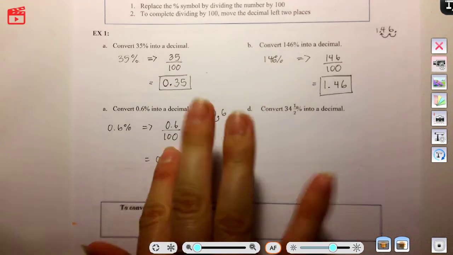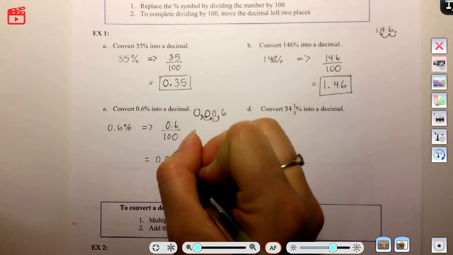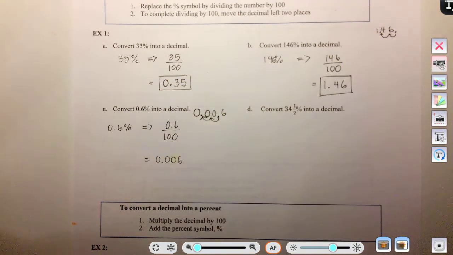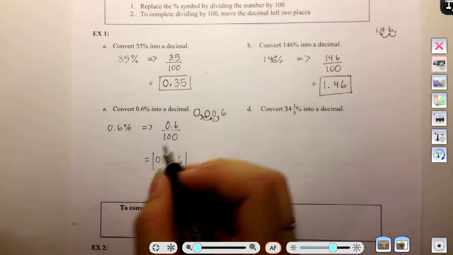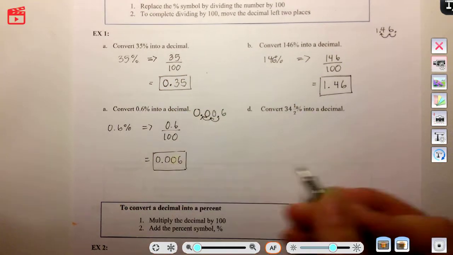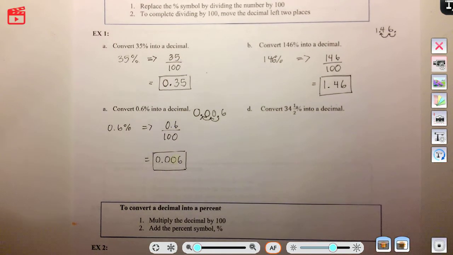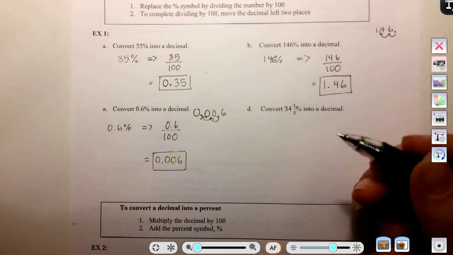Okay. 0.006. And there we go. Make sure your decimal point is nice and noticeable. And we're done. So the decimal might have looked a little scary in the beginning, but as long as you stick to the plan, you'll be fine.